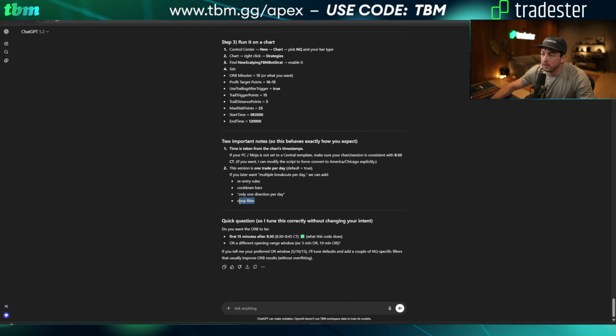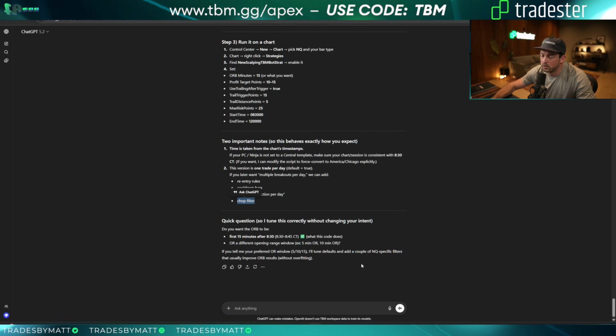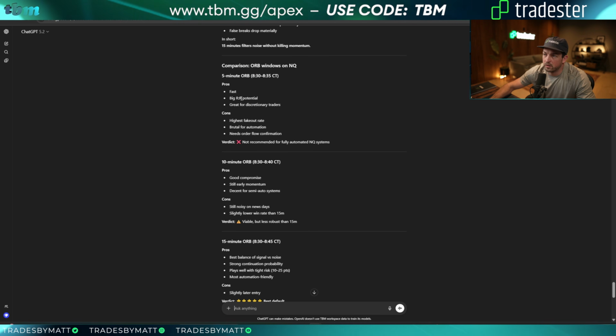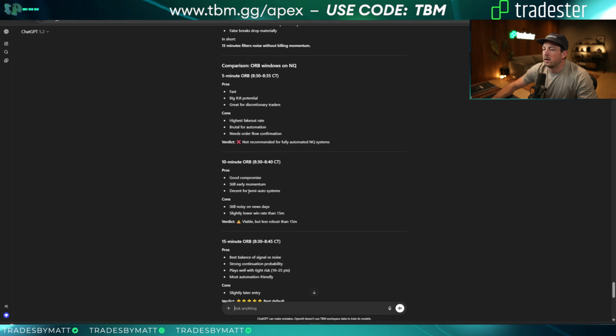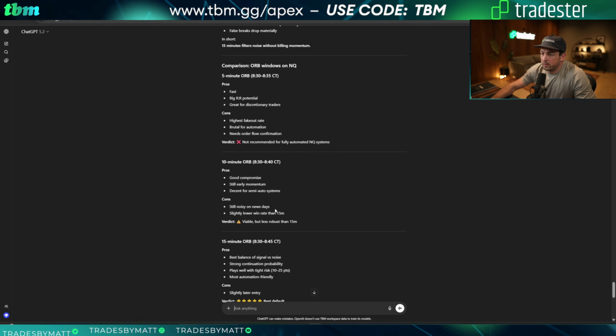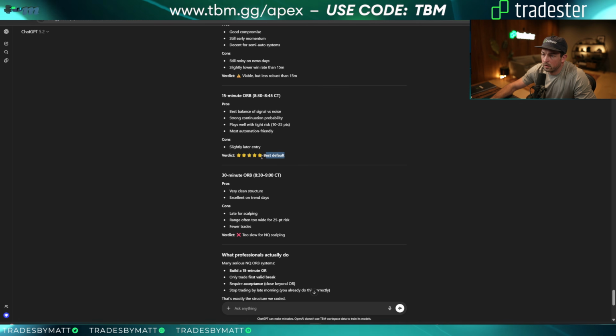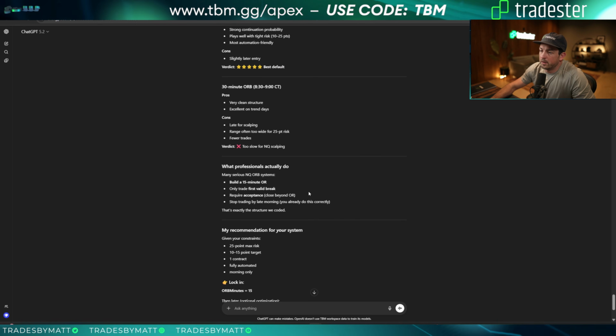Ooh, a chop filter. I like that idea. Wonder how it would do that. We're going to get a lot more firing with the 5-minute probably, which I'm more intrigued with. Okay, so the 5-minute has the highest fake out rate. Good compromise, still early momentum, decent for semi-auto systems, still noisy on news days, slightly lower win rate than the 15-minute, viable but less robust than the 15. Okay, so let's do the 15-minute.